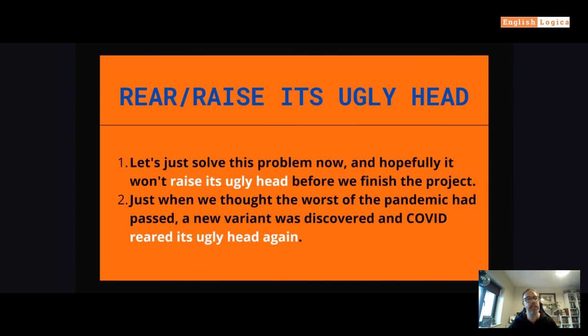Our next idiom then is to rear or raise its ugly head. And again, this is not about physical appearance. This is about something arising that causes problems or causes difficulty. So example 1, let's just solve this problem now, and hopefully it won't raise its ugly head before we finish the project. Example 2, just when we thought the worst of the pandemic had passed, a new variant was discovered and COVID reared its ugly head again.